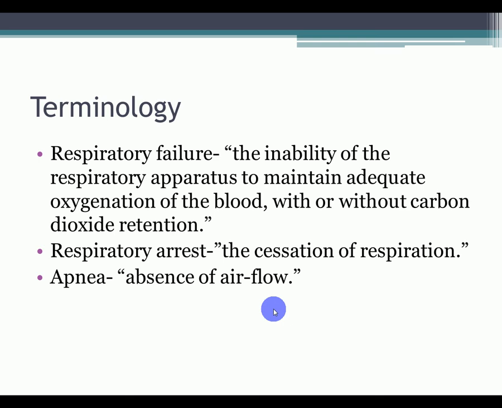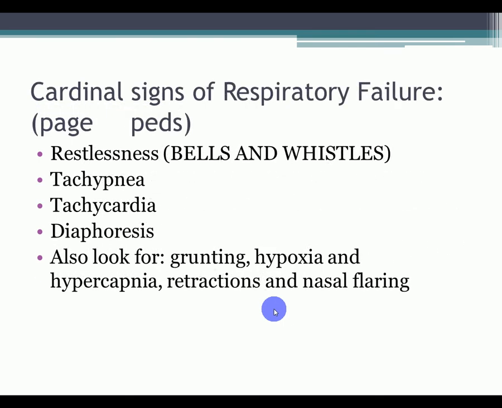Looking at the cardinal signs of respiratory failure, and you probably do need to be familiar with these. If you even suspect that a child's having respiratory failure, you want to get in there and respond quickly. Vital organs like the brain cells will begin to die without proper oxygenation, so you want to make sure that you're oxygenating the child well.